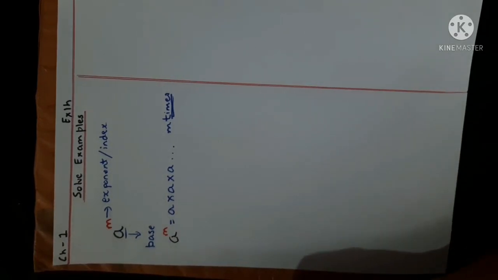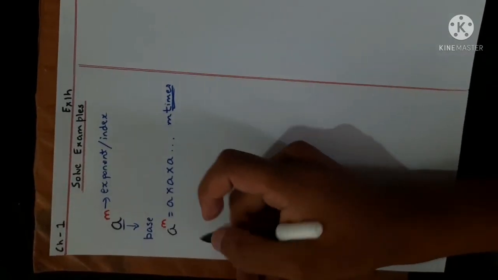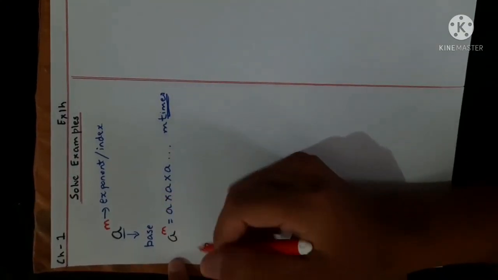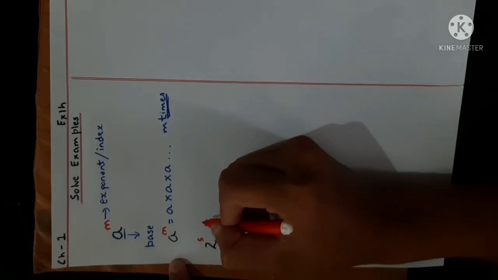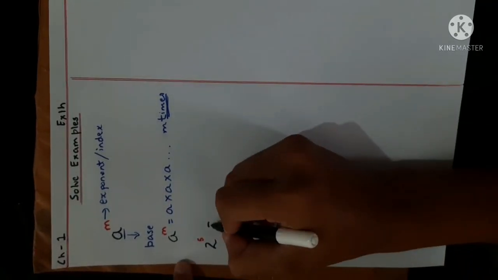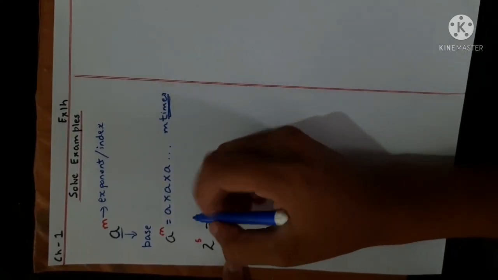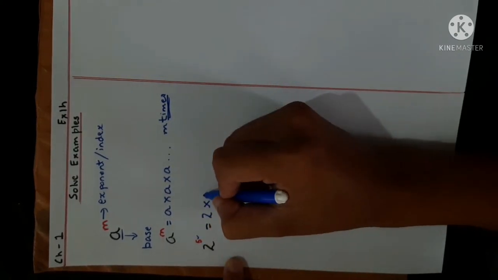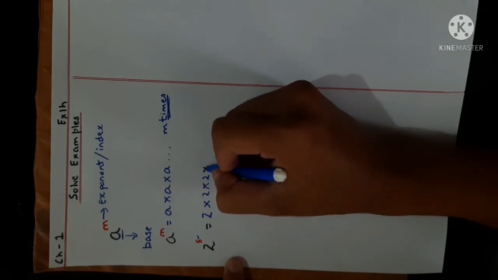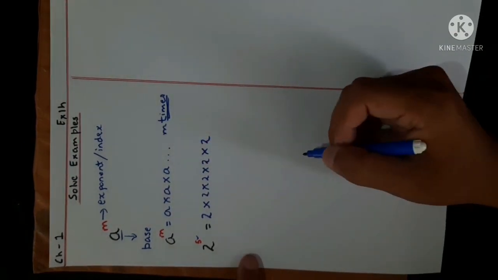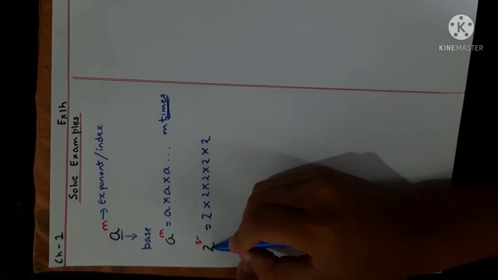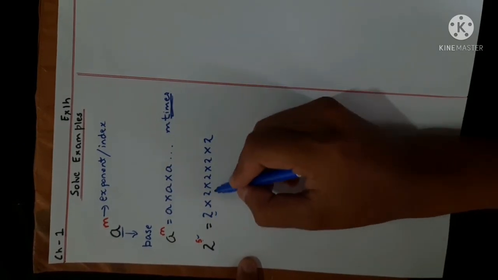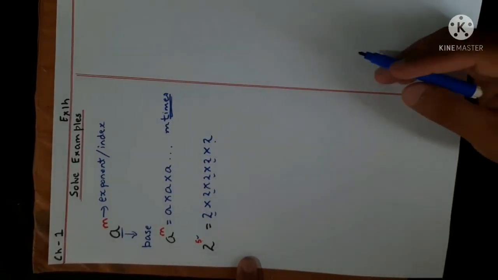Let me take an example. Suppose I have 2 to the power 5. This means that we have to multiply 2 how many times? 5 times. 2 multiply 2 multiply 2 multiply 2 multiply 2. 2 to the power 5 means that we have to multiply 2, 5 times: 1, 2, 3, 4, 5 times.